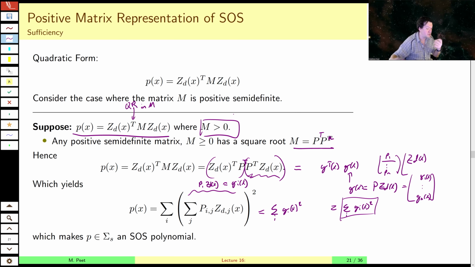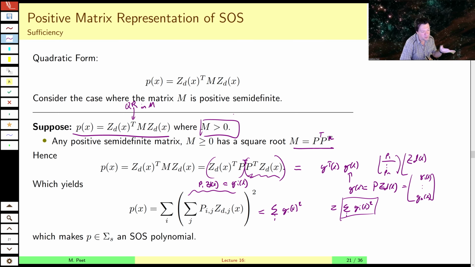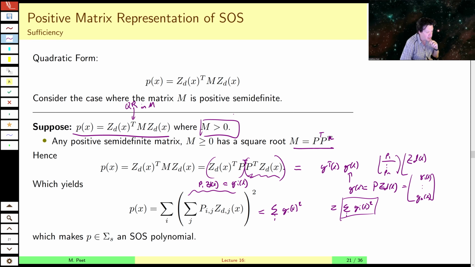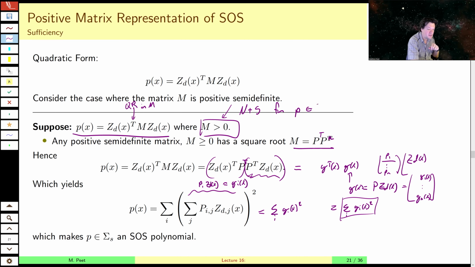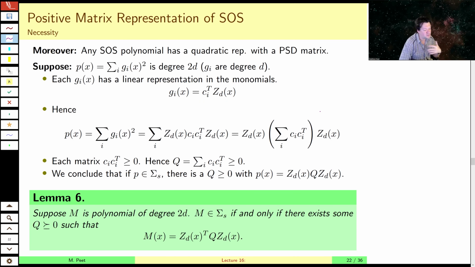Now, this again is a sufficient condition, and sum of squares itself is a sufficient condition right now because we don't have the ratio of sum of squares. But actually this part is necessary, it turns out. The existence of a quadratic representation with a positive matrix M is actually a necessary and sufficient condition for P to be a sum of squares. And actually the proof of that is relatively straightforward.